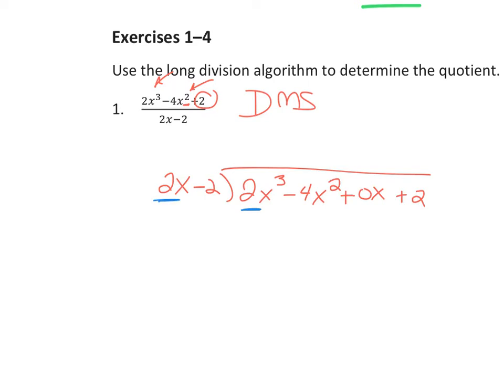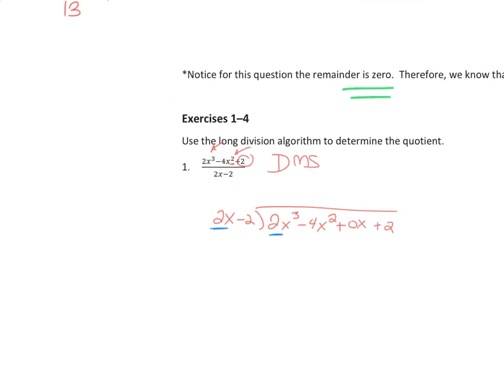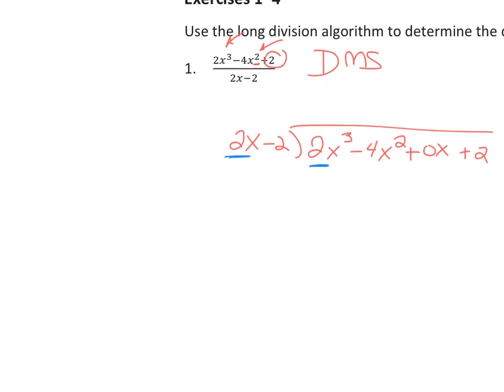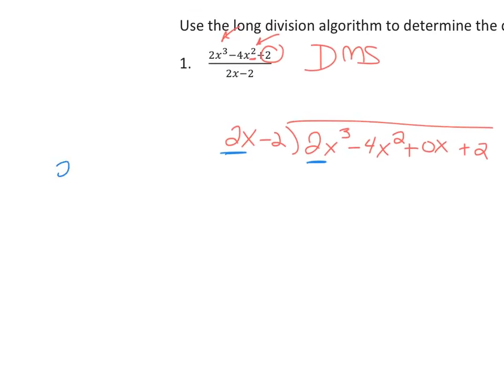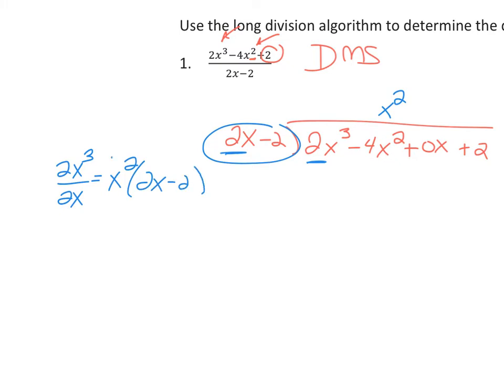So I'm going to move this over so we have some space. Okay, so I'm going to do 2x to the third divided by 2x. The 2's will become 1, and then we'll end up with x squared. And I'm going to put that above my x squared over here. So I divided. Now I'm going to multiply by the whole outer piece, 2x minus 2. Distribute this in. That'll get me 2x to the third minus 2x squared.